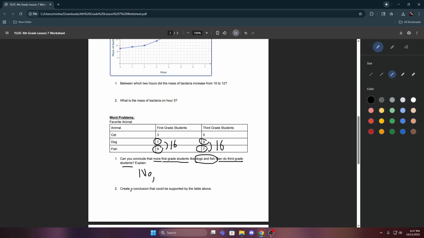Now for 2, create a conclusion that could be supported by the table above. So for this just means say anything that's true based on this data here. So I'll just give you an example. Third grade students like cats more than first grade students. That's true. You know why? Because 5 is more than 3. Another thing I can say is first grade students like dogs less than third grade students because 7 is less than 9.